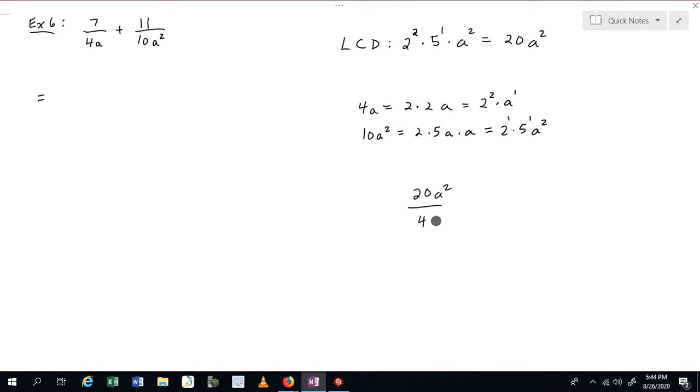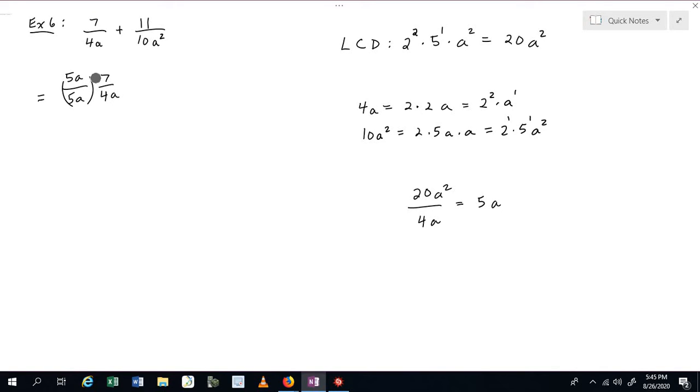And then if I divide this by 4a, which is this denominator, notice that you get 5 and then a. And so I need another 5a, right? I need to multiply this by 5a in order for me to get the denominator to be 20a squared. So I'm going to multiply the bottom by 5a, but you have to multiply that on top as well in order for this to stay equal to 1. You always have to multiply this by 1, otherwise you change the value of the fraction.